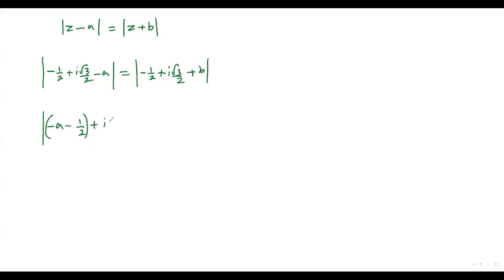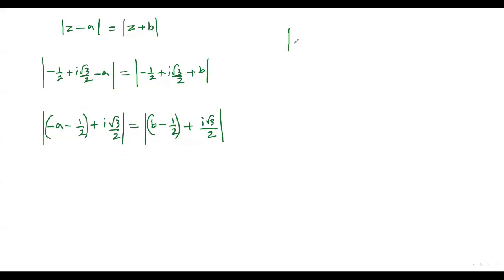Positive i times square root of 3 over 2. So here, absolute value of, we can take this b in front of everything. Then I'm getting b minus 1 over 2. So this is actually real, because neither of these two terms contains i. Positive i times square root of 3 over 2. Okay, here we find the modulus of a complex number on the left side and the right side as well.